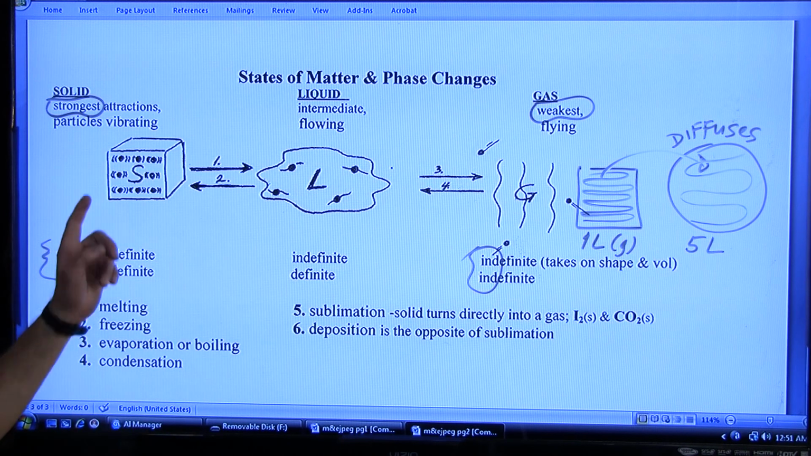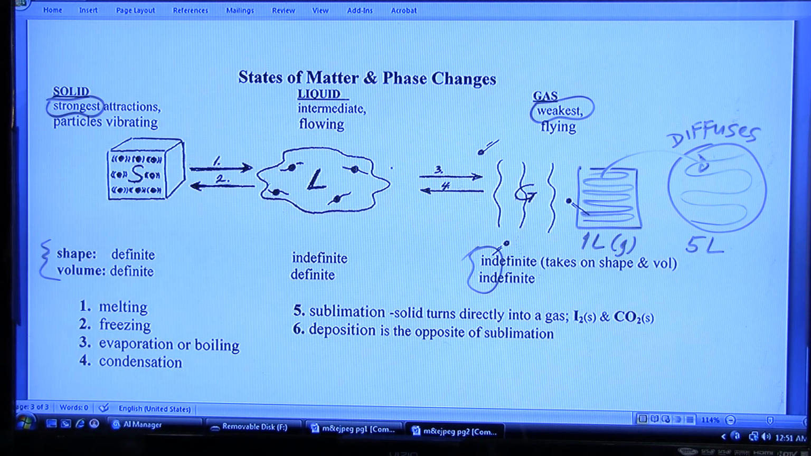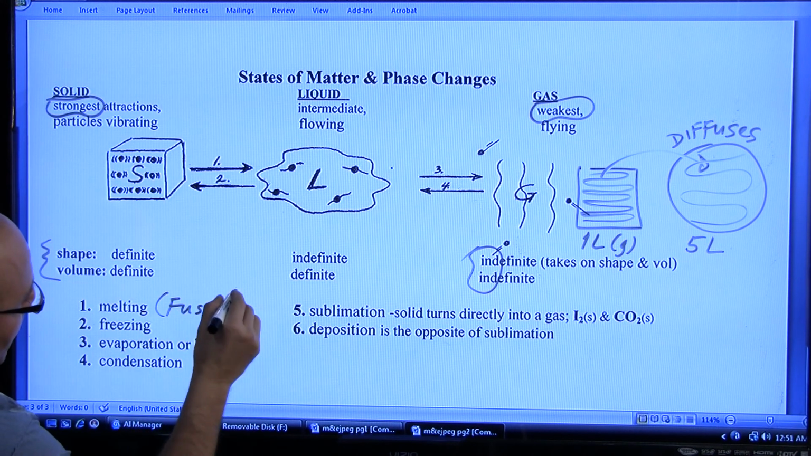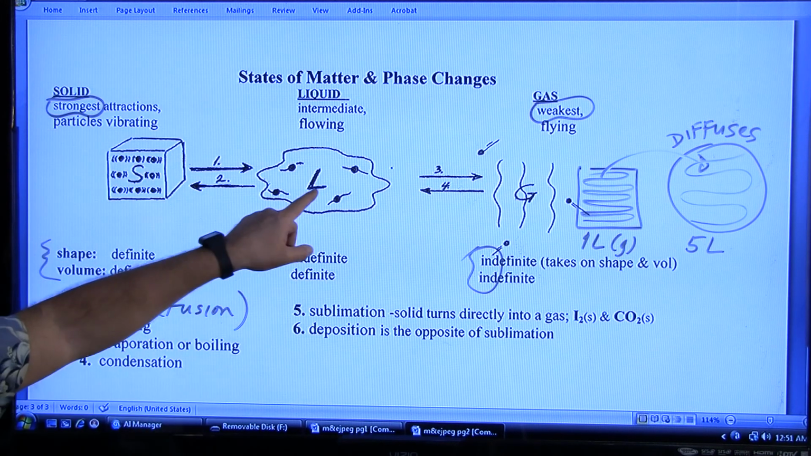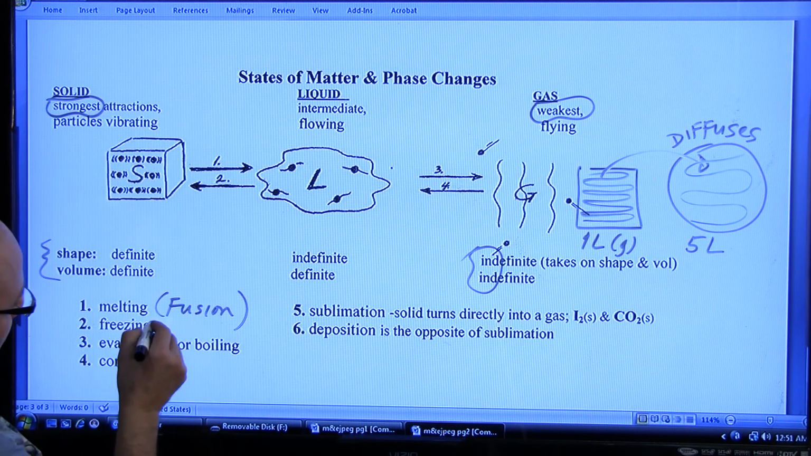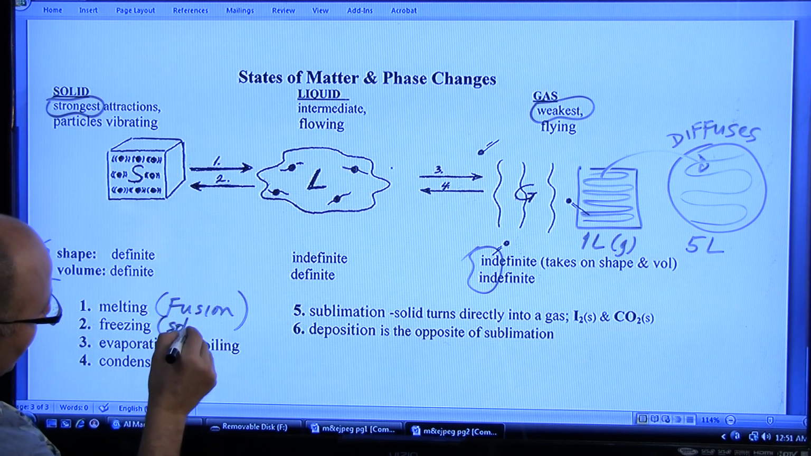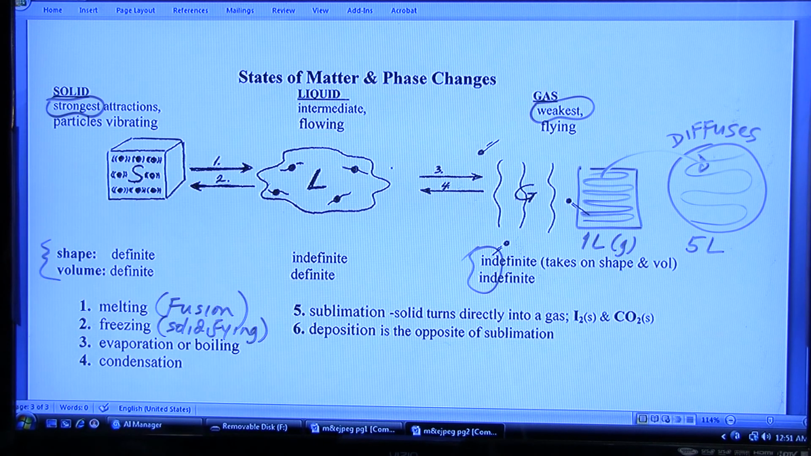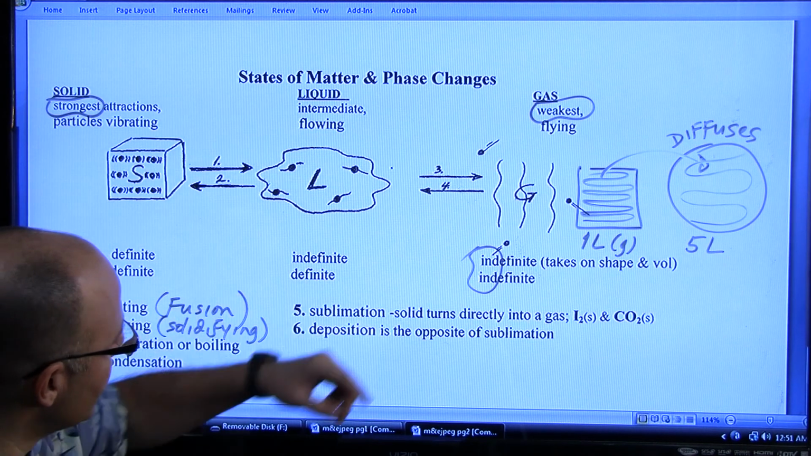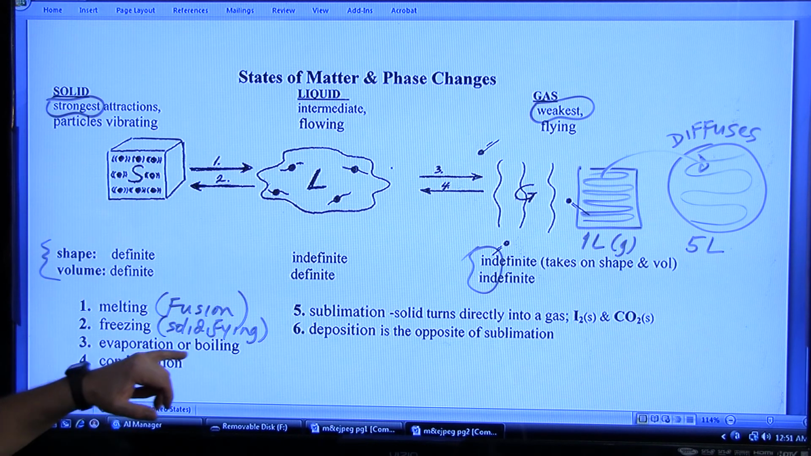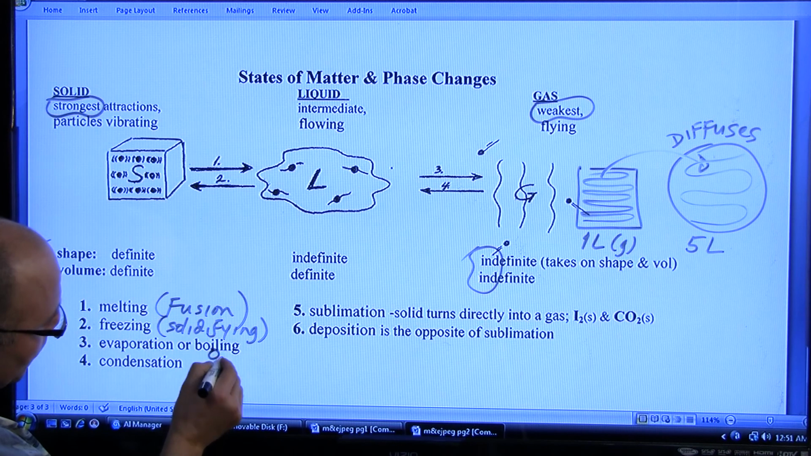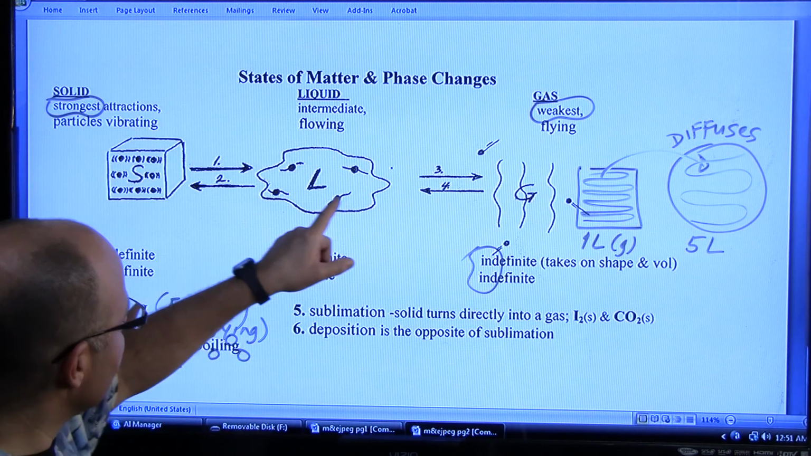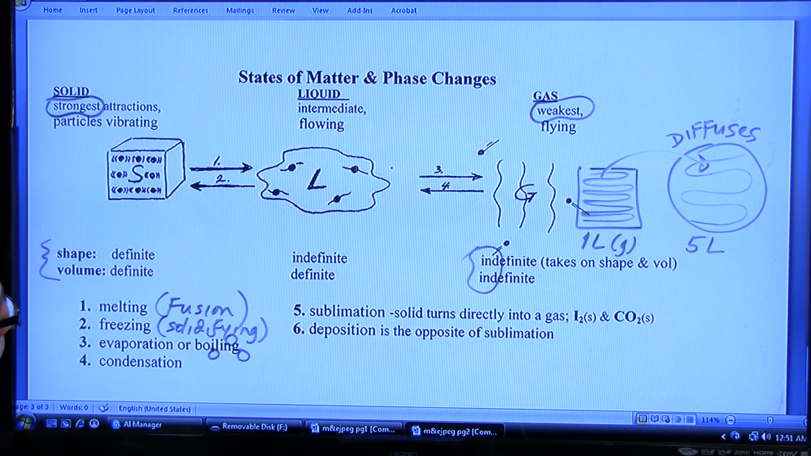Now, as we go from a solid to a liquid, that process is known as melting, or fusion is another term we use. The opposite, liquid turning to solid, is freezing, or solidifying. Then, if a liquid turns to a gas, that could either be evaporation or boiling. The difference being, when it's boiling, you'll see bubbles. The opposite, when a gas turns into a liquid, that's known as condensation.